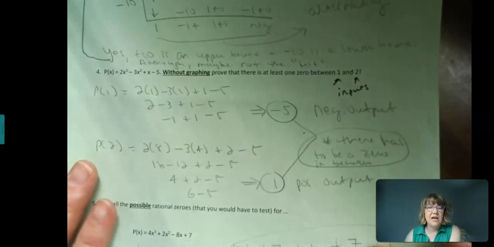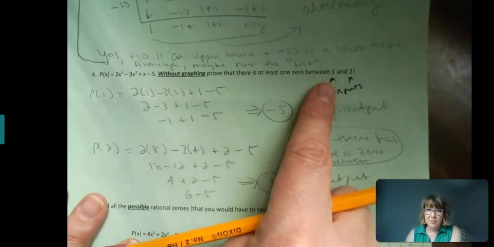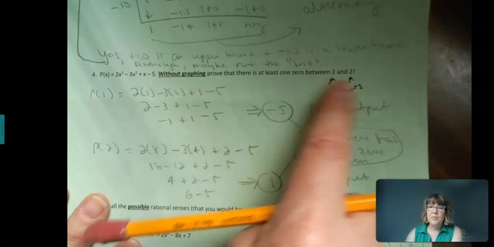All right. The next one, how can you tell without graphing? Okay. So remember, this is the intermediate value theorem. And these are both inputs, right?